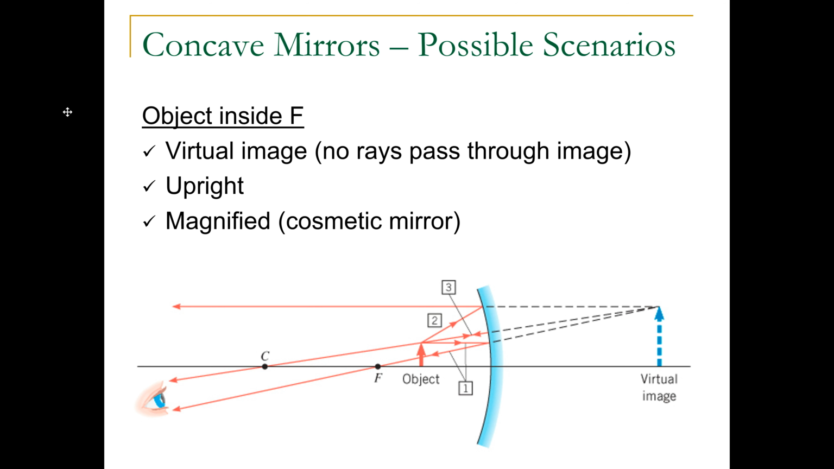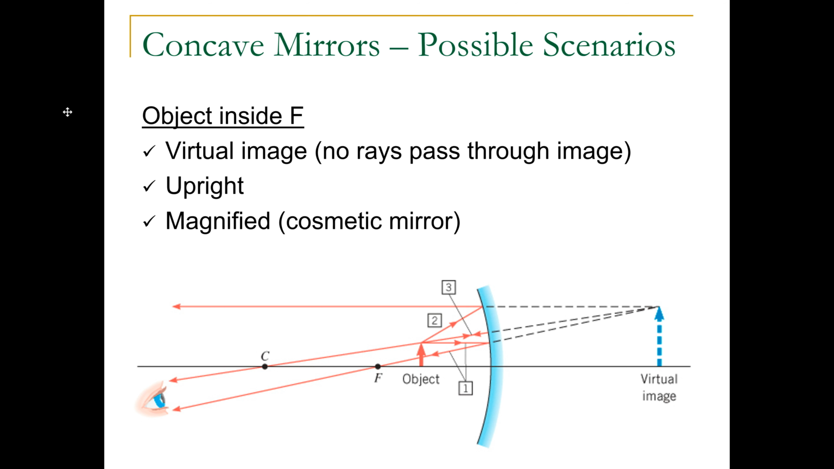We always use dashed lines behind the mirror. And I can see they are meeting up where our virtual image is located. So this is now a virtual image. If you put a piece of paper behind the mirror, you are not going to project that image onto the piece of paper. It is upright, we can tell, because both the object and the image point in the same direction. And it is magnified, it's larger. So this is the only type of mirror that is going to give you an upright and larger image. This would be like cosmetic or makeup mirrors where you want to magnify some reflection.